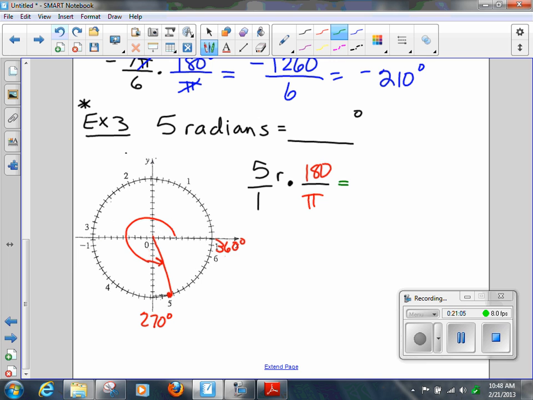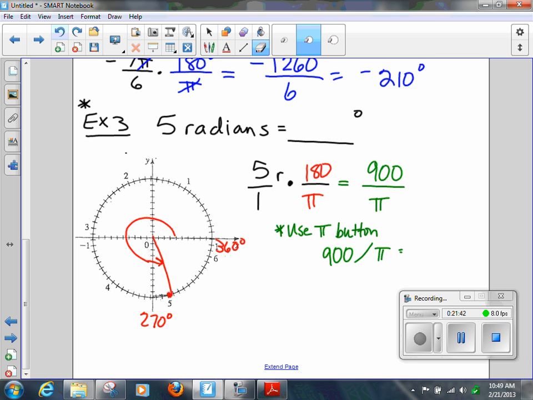What's 5 times 180? What's 1 times pi? Folks, you got to use your calculator, and you need to use the pi button. The pi button is right underneath clear. You'll have to second the caret button. And all you're going to do is say 900 divided by pi, and it's going to be equivalent to a decimal. That is totally fine.